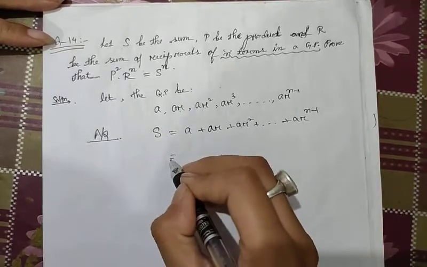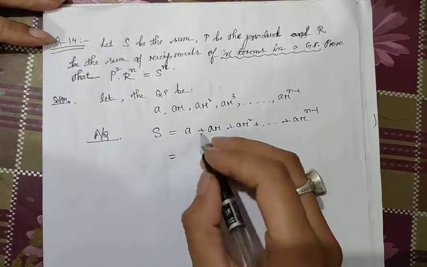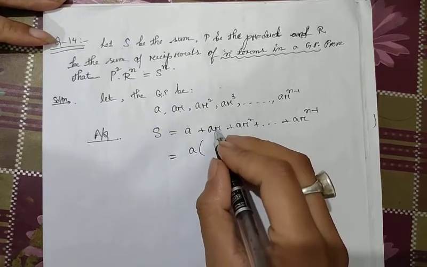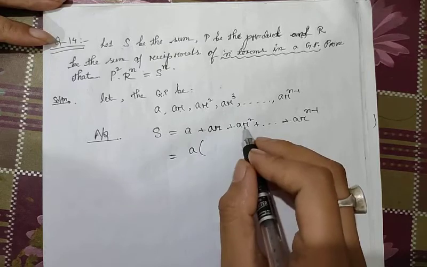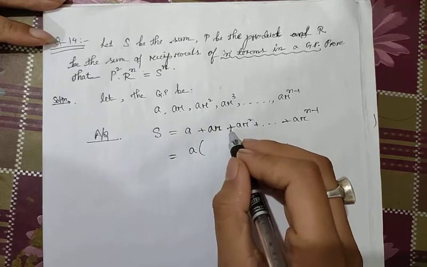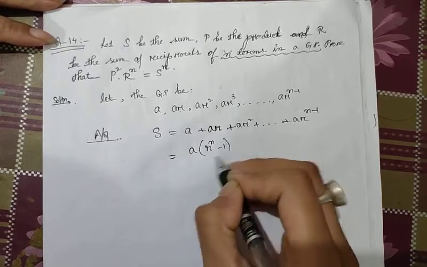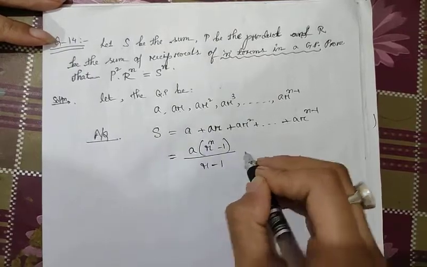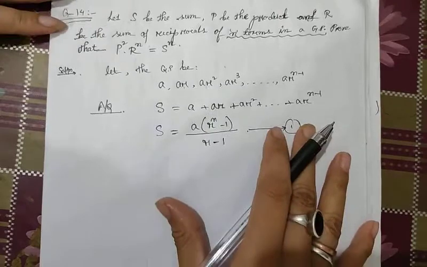So we know the sum of n terms of a GP formula. What is our first term here? A. And what is our common ratio? R. ar by a is r, ar square by ar is again r. So our common ratio is r. So we have a into r to the power n minus 1, whole thing divided by r minus 1. So S we have this. Put it as equation number 1.